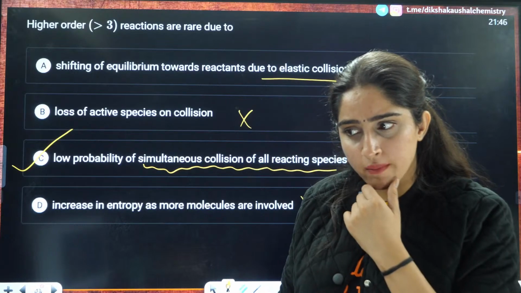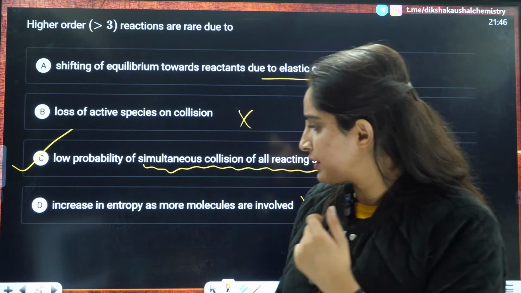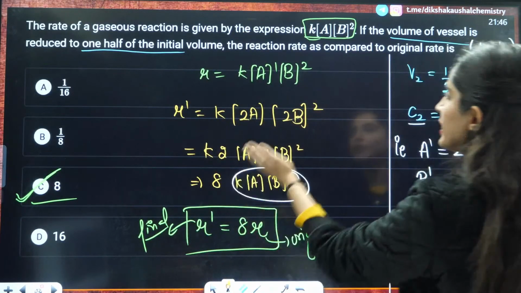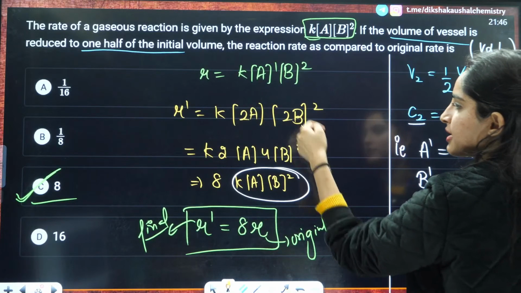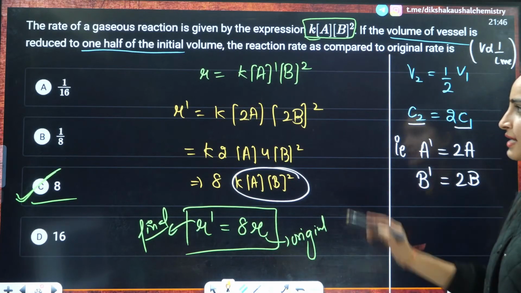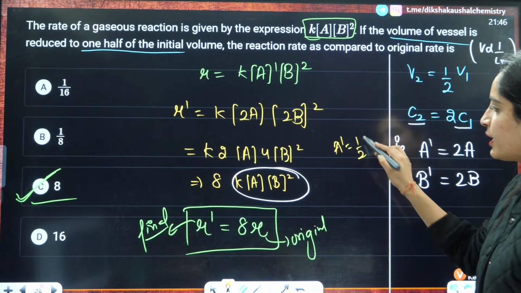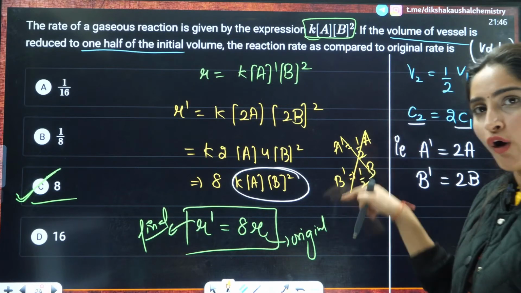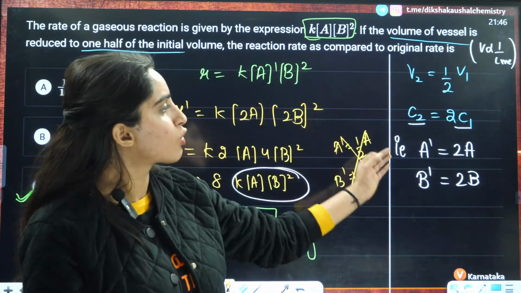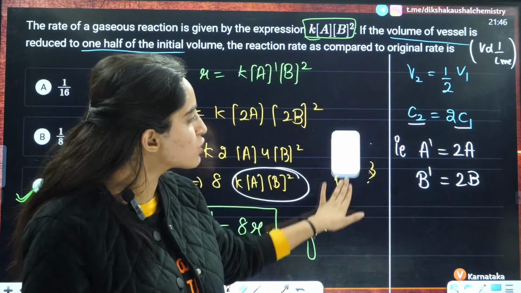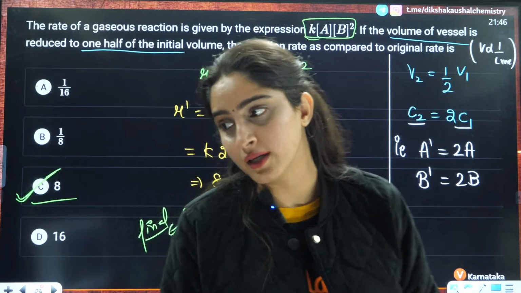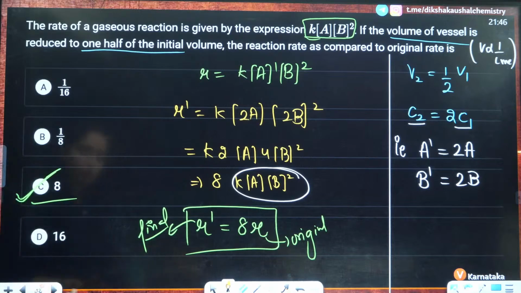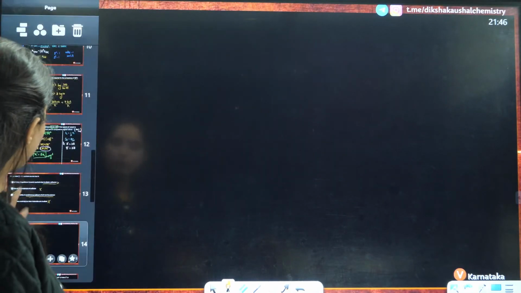Ma'am, if it is 1 by 8, how was that? No, it is not 1 by 8. If you get 1 by 8, you have made a mistake. We are saying the concentrations are increasing, so definitely the rate is going to increase. You are taking A dash as 1 by 2A and B dash as 1 by 2B, but this is regarding the volume. They are telling that volume is half, concentration is doubled, so the rate will also increase. Concentration will increase and hence rate will increase here. Okay, Prabhu.